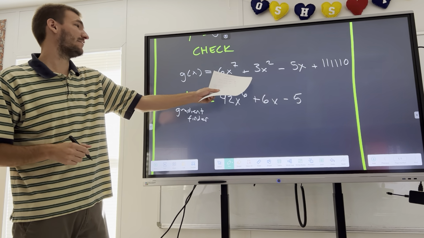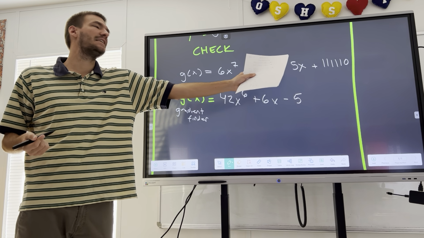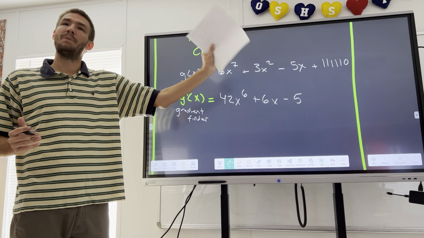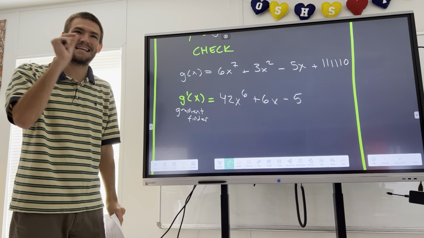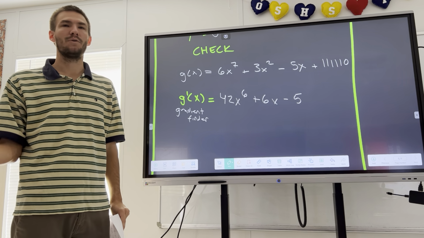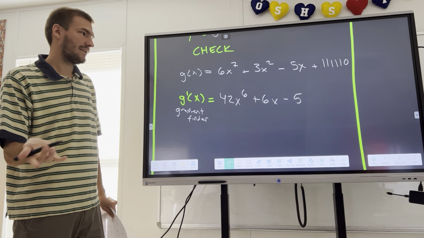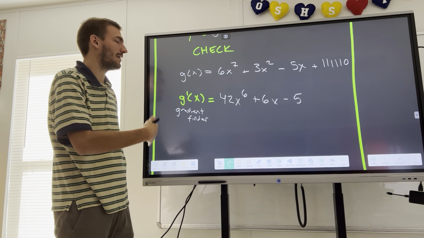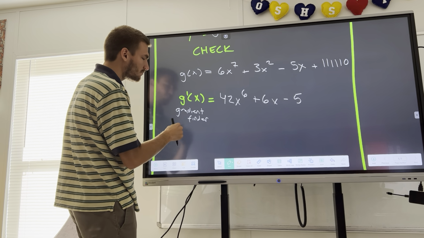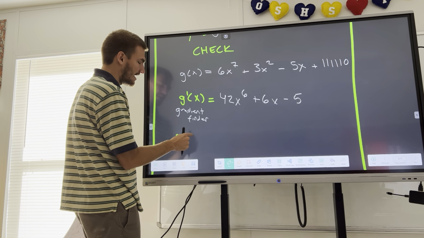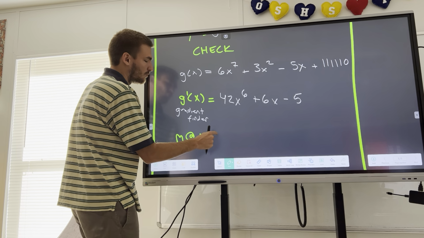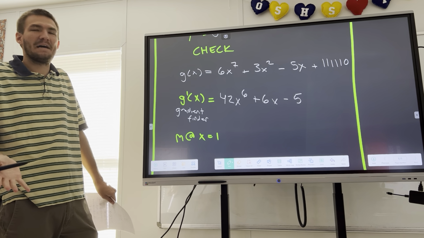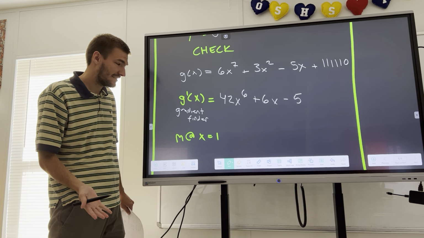This right here is the most insane function I've seen in a week. I don't have any idea how it looks, but I can tell you exactly the slope at any point you want. Now, those numbers are going to be very big because we have an x to the power 6, but let's just say I want to find the gradient at x equals 1. That should be relatively easy to find. We might be able to do that one in our head.